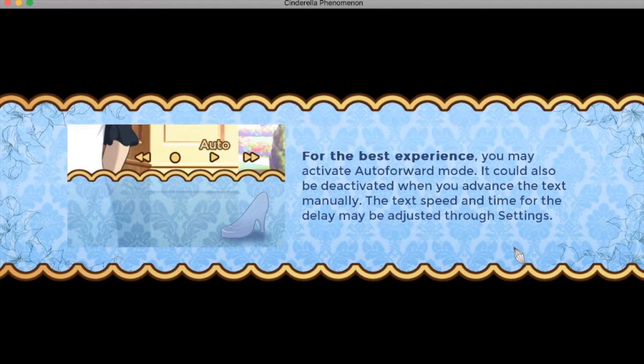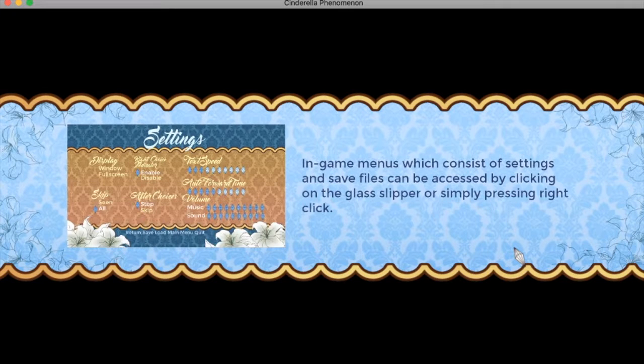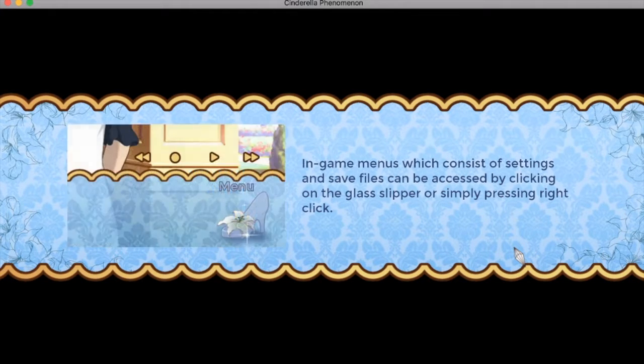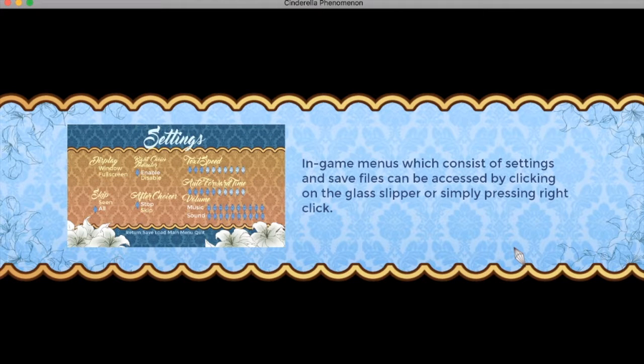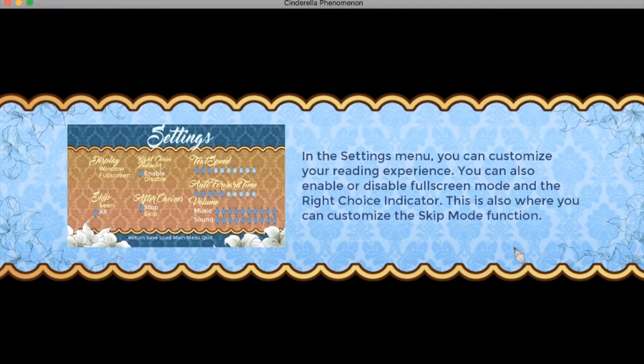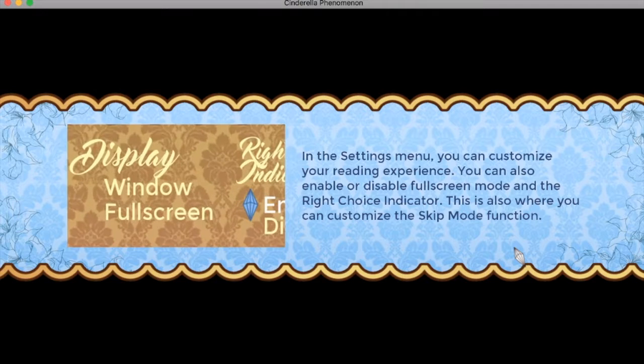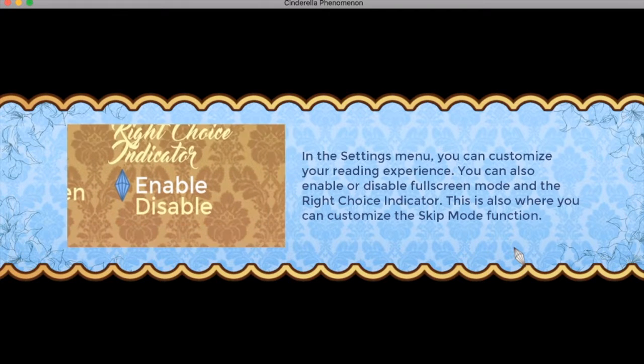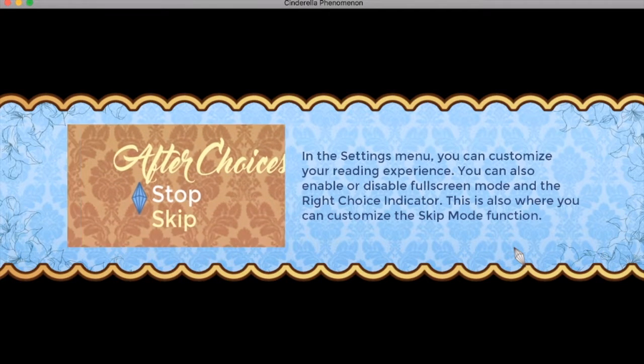For the best experience, you may activate auto forward mode. It could also be deactivated when you advance the text manually. The text speed and time for the delay may be adjusted through the settings. In-game menus, which consist of settings and save files, can be accessed by clicking on the glass slipper or simply pressing right-click. In the settings menu, you can customize your reading experience. You can also enable or disable full screen mode.